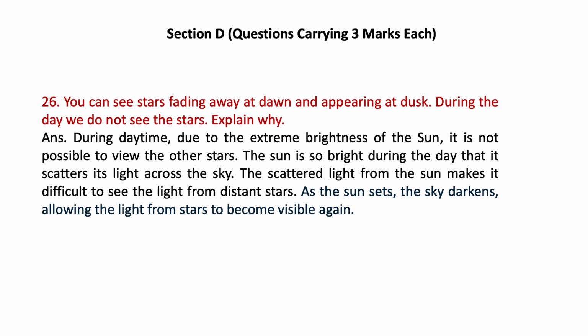As the sun sets, the sky darkens, allowing the light from stars to become visible again. So due to extreme brightness of the sun, we are not able to see the other stars. The sun is so bright during the day that it scatters its light across the sky, making it difficult to see the light from other distant stars.